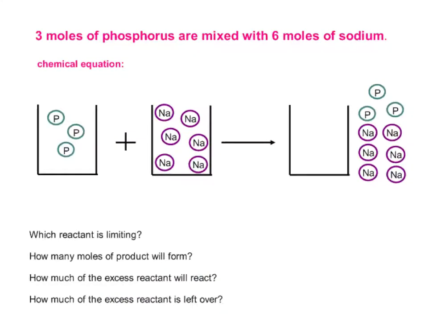Okay, let's try another one. So we have 3 moles of phosphorus. Here are my 3 moles. Are mixed with 6 moles of sodium. So here are my 6 moles.